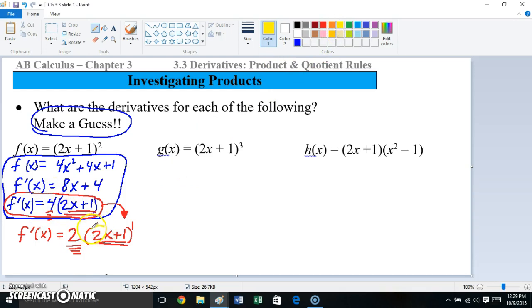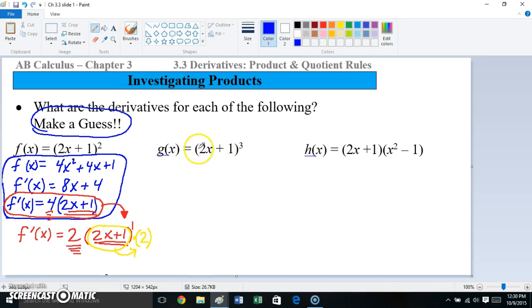Okay, the extra factor of 2 came from the derivative of that inner function, 2x plus 1. Okay, let's try another one, just to see here.